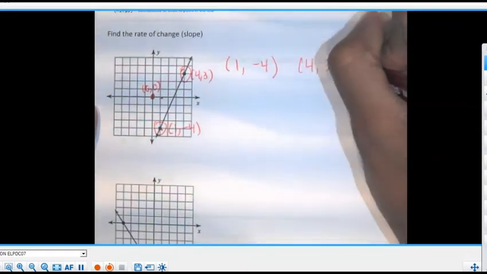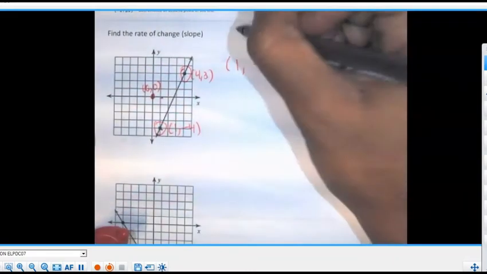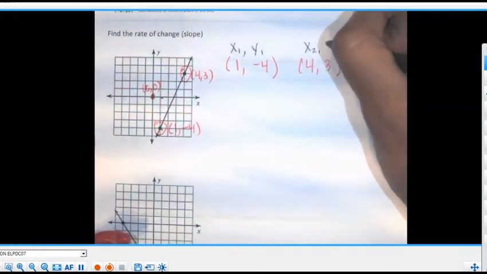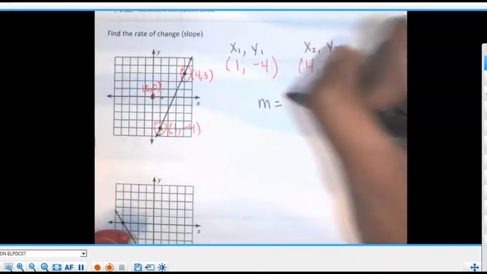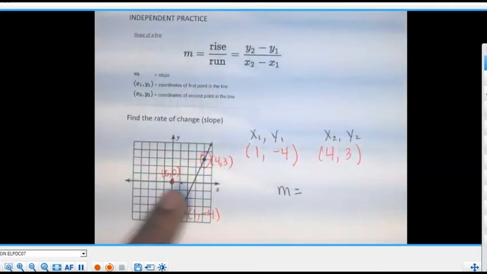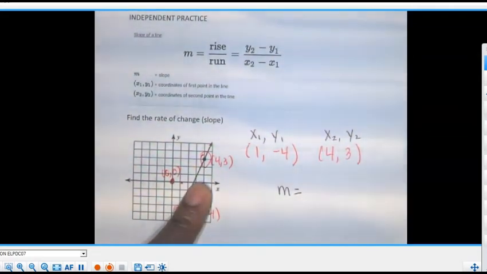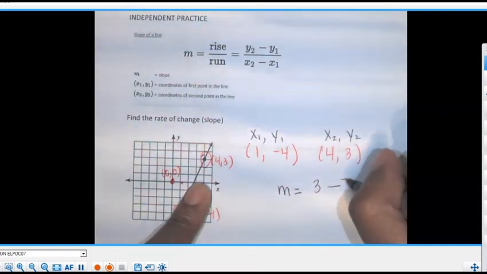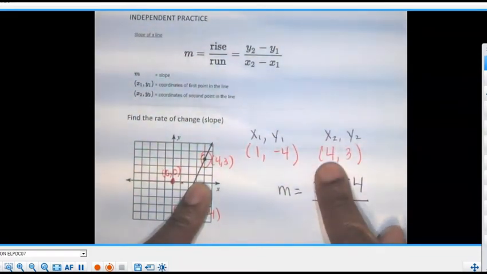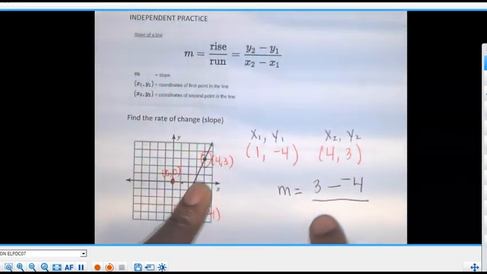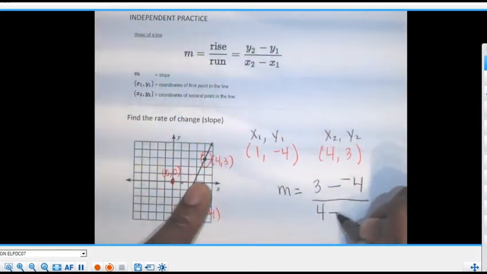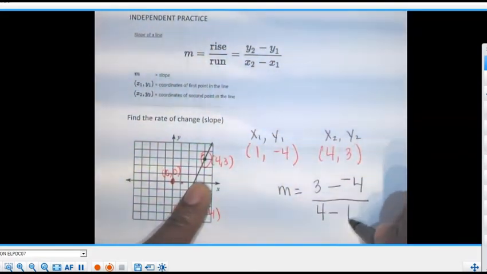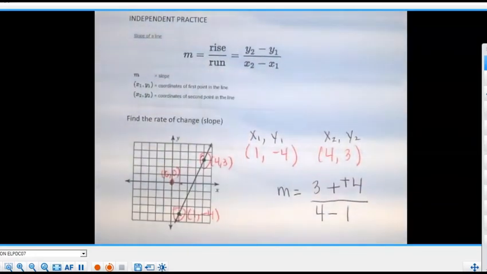4, 3. Then I label at the top, hey, your x1, your y1, because that's point 1, x2, y2. Write my formula down. It's up at the top. So again, y2 is 3 minus y1 is negative 4 over x2, put it down here at the bottom. So right here, I'm going to put a 4 minus, and then x1, which is right there, I'm putting a 1. So just want to be clear. Keep that formula right there so you can see it.